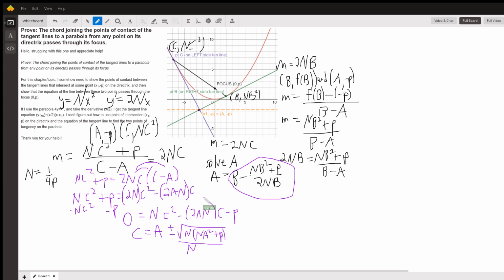So if you use that, then you can write the equation, and you find out that this does pass through here. So that's the purple line. And so now you can write the equation for this chord.